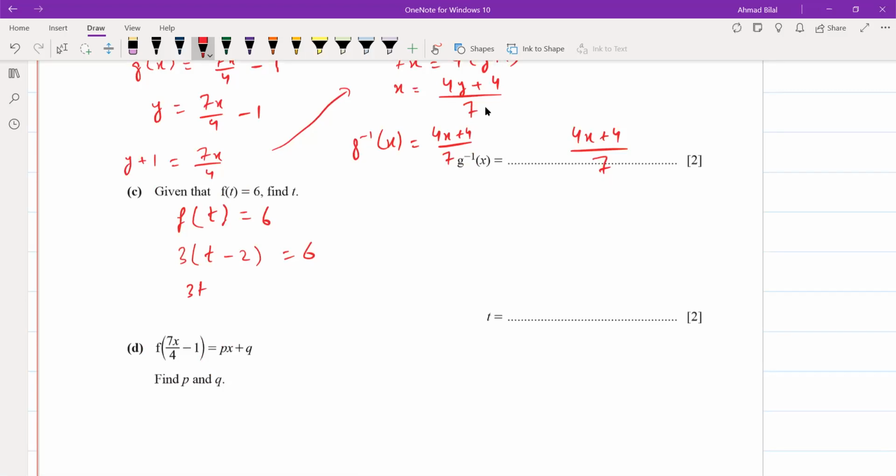Okay, so you get 3t minus 6 equal to 6. 3t equals 12 and t equals 4 from there. t की वैल्यू आपके पास यहाँ से 4 आ जाएगी. All right?